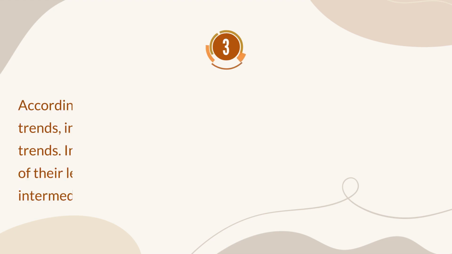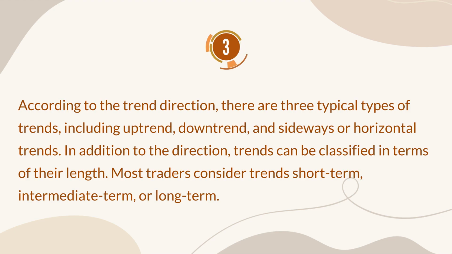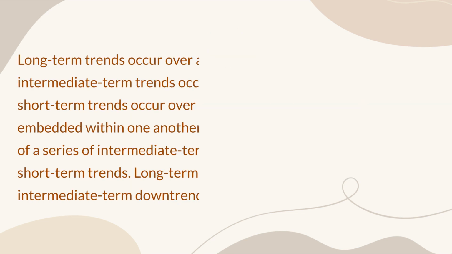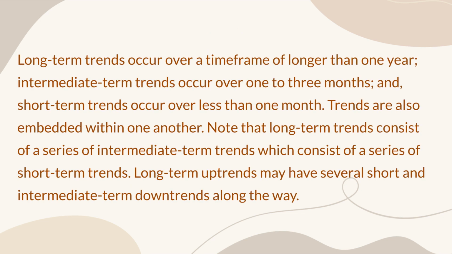Number 3. According to the trend direction, there are 3 typical types of trends, including uptrend, downtrend, and sideways or horizontal trends. In addition to the direction, trends can be classified in terms of their length. Most traders consider trends short-term, intermediate-term, or long-term. Long-term trends occur over a time frame of longer than 1 year. Intermediate-term trends occur over 1 to 3 months, and short-term trends occur over less than 1 month.